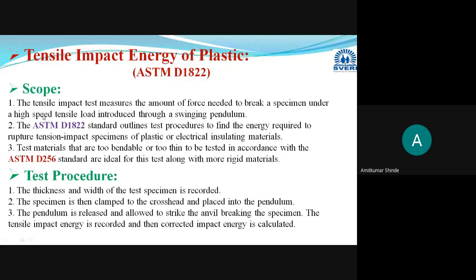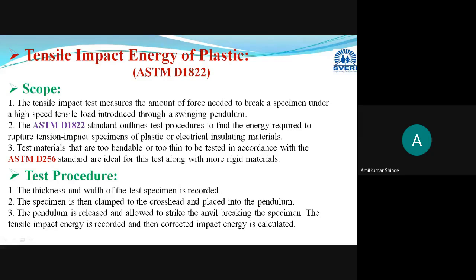Now here I will repeat, some part may get repeated. This is the tensile impact energy testing of the plastic material. Now why or how are we conducting this test? In this test, we are going to measure the amount of force needed to break a specimen under a high speed tensile load introduced through a swinging pendulum.